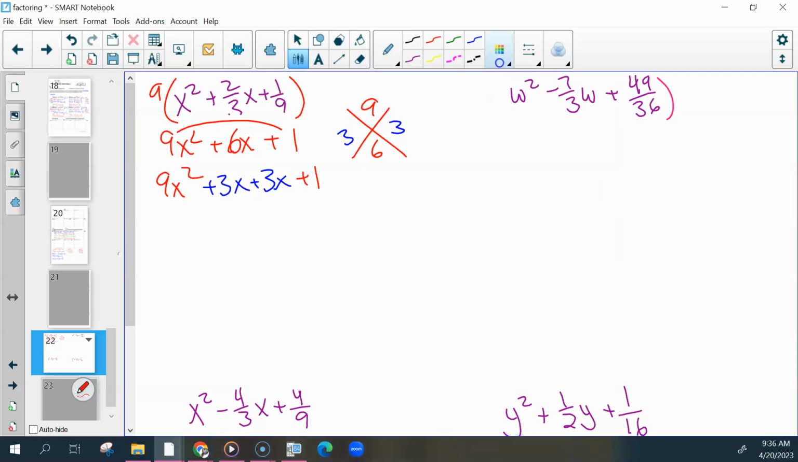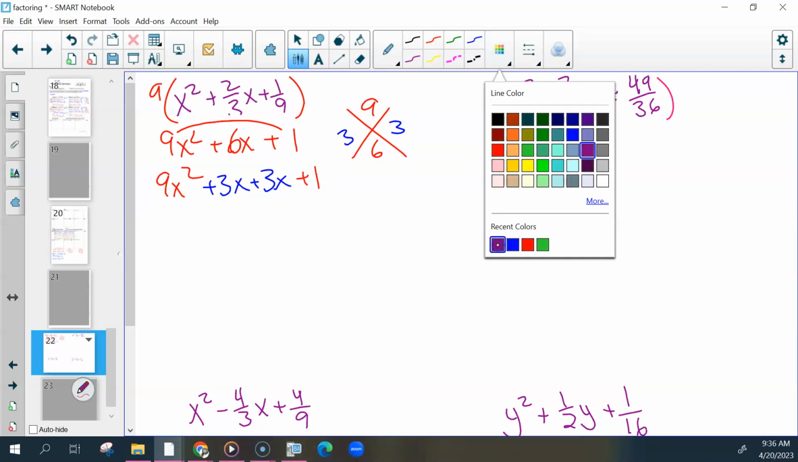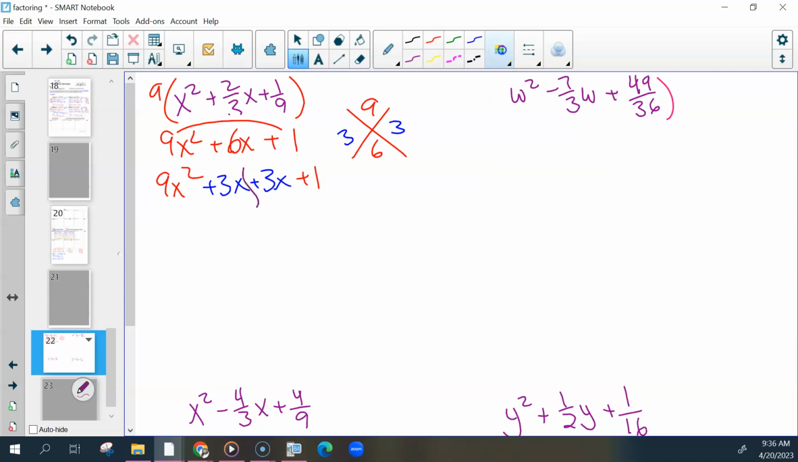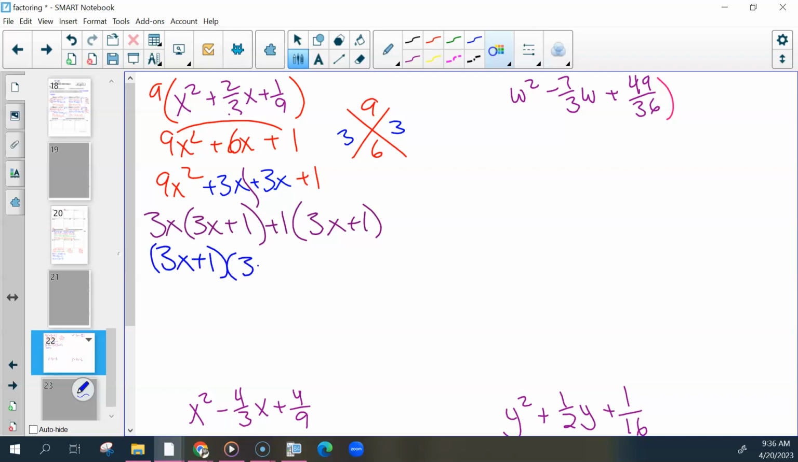Split it down the middle. What did the first two have in common? 3x. What would be left? 3x plus 1. Plus 1. What did the last two have in common? 1. So 3x plus 1. So then when we go to write our final answers, we have 3x plus 1 and 3x plus 1, or 3x plus 1 squared.